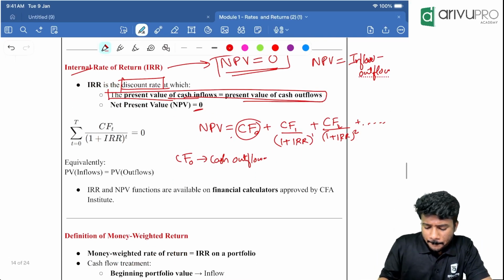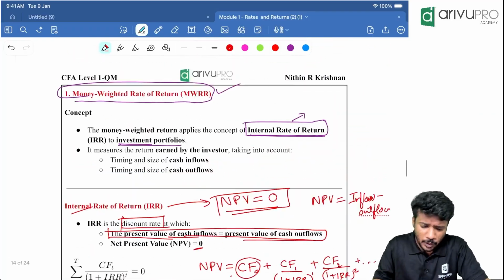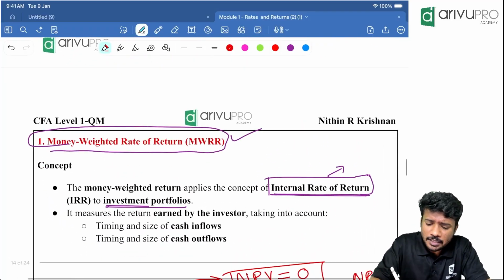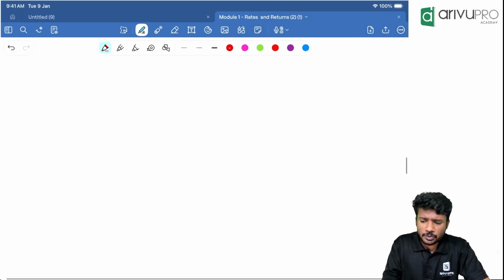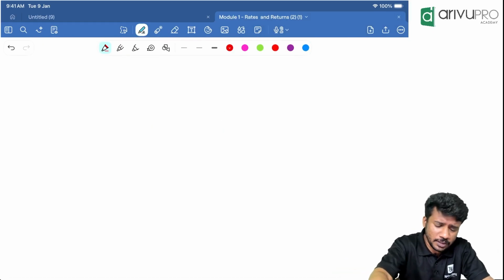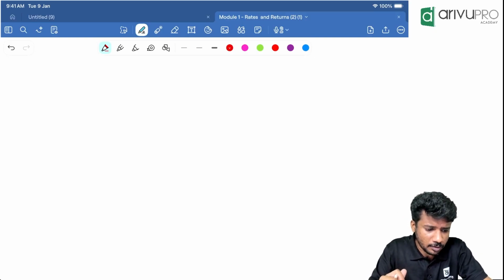First of all, I'll take you through one question in order to understand what internal rate of return is. It is a question which was given in the module itself. Make a note of it.